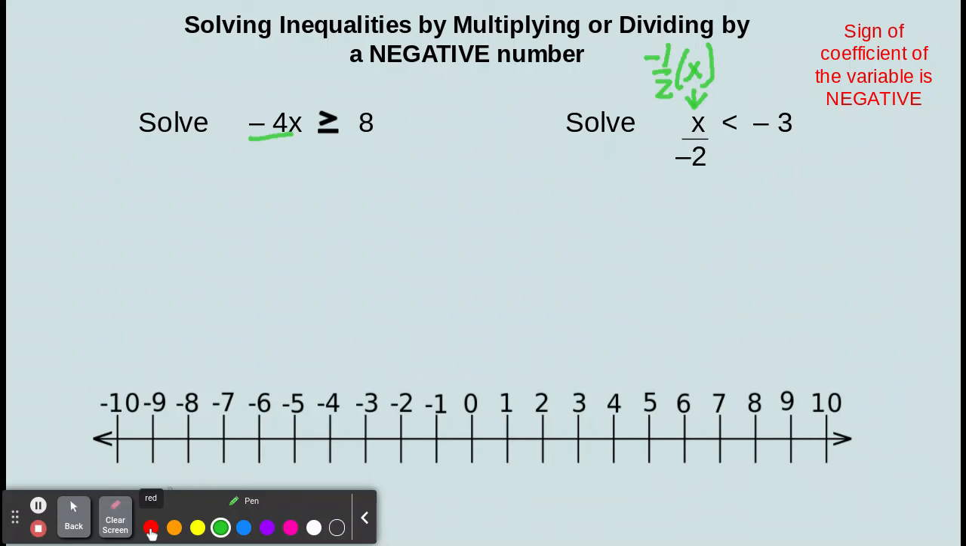Okay, so let us do this one here. Negative 4x is greater than or equal to 8. Okay, so to solve this is multiplication, right? So we need to divide both sides of the equation by what?